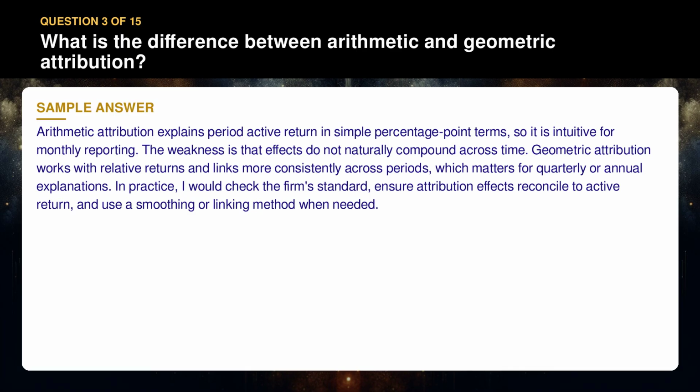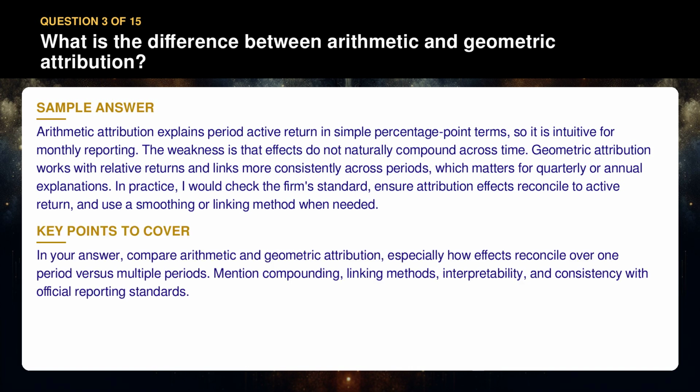In practice, I would check the firm's standard, ensure attribution effects reconcile to active return, and use a smoothing or linking method when needed. In your answer, compare arithmetic and geometric attribution, especially how effects reconcile over one period versus multiple periods. Mention compounding, linking methods, interpretability, and consistency with official reporting standards.